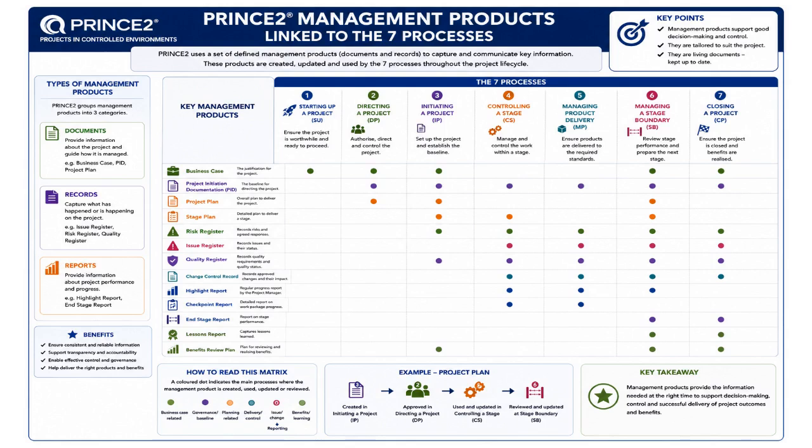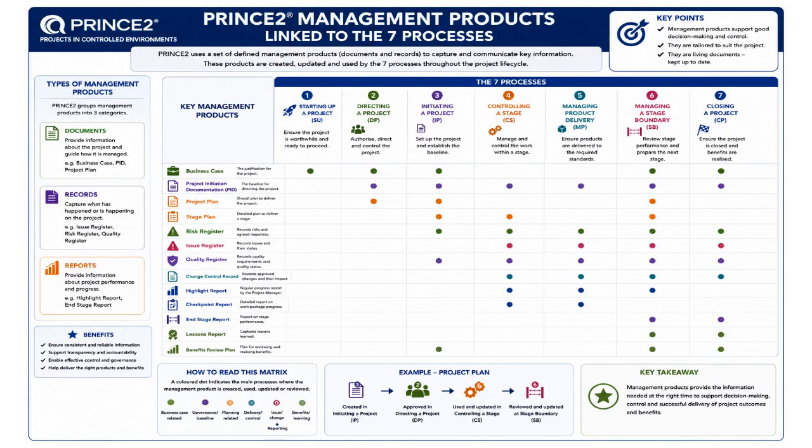The lessons report captures knowledge gained during the project so future projects can improve performance and avoid repeating mistakes. This supports the PRINCE2 principle of learning from experience. The benefits review plan explains how and when project benefits will be measured after delivery. PRINCE2 does not simply focus on completing activities, it focuses on ensuring that projects deliver real business value and measurable organizational benefits.